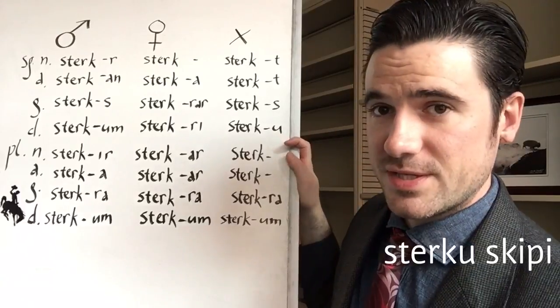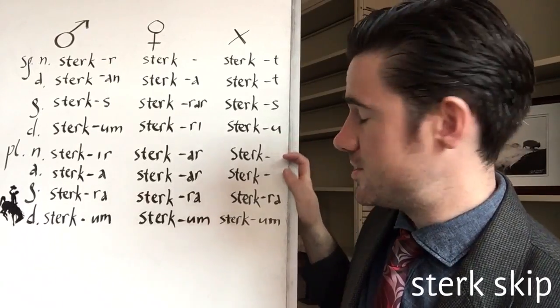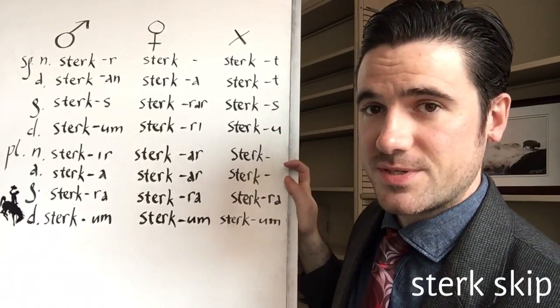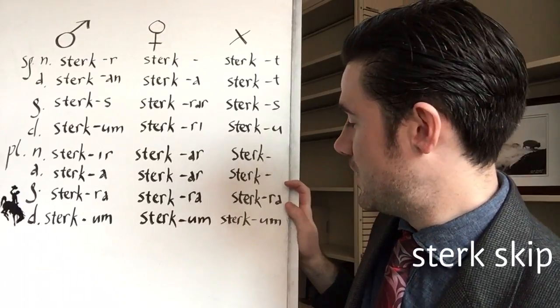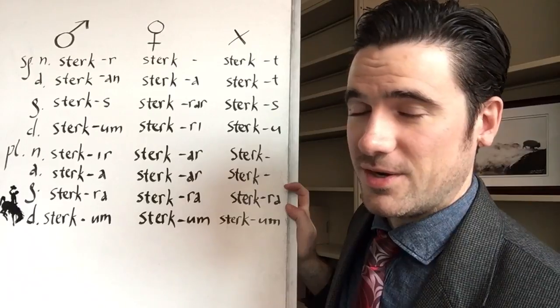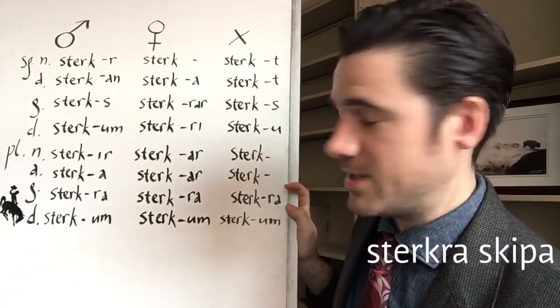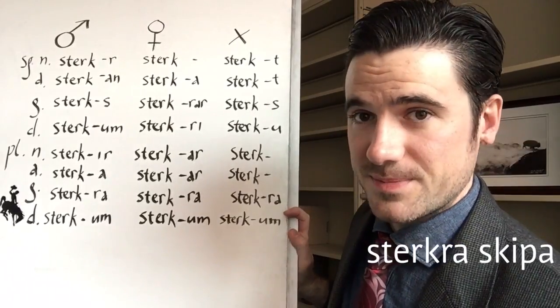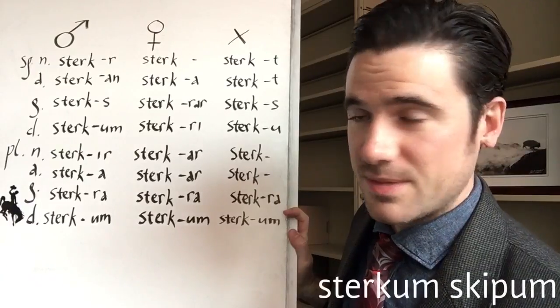Strong ships are sailing, sterk skip. No ending because this is neuter. I saw strong ships, sterk skip, accusative plural. This is, I don't know, a cargo of strong ships, sterkra skipa. I gave strong ships an attack, sterkum skipum.